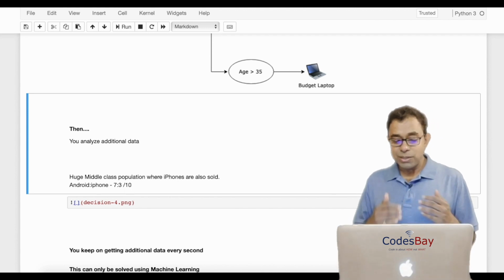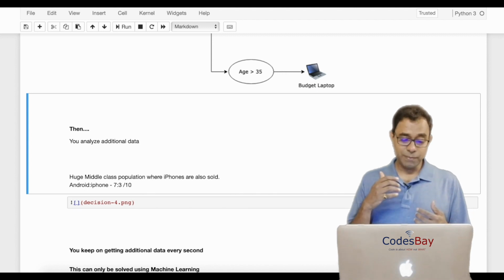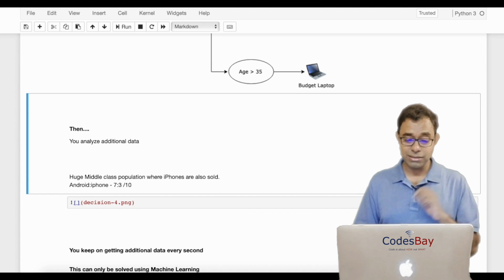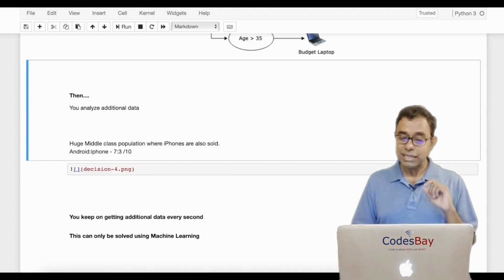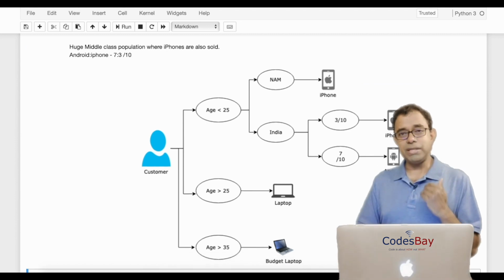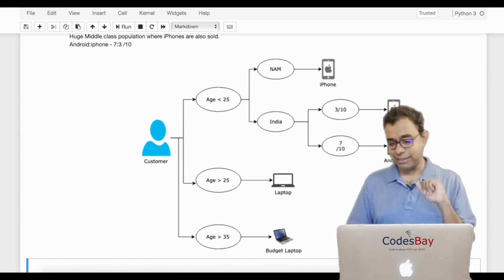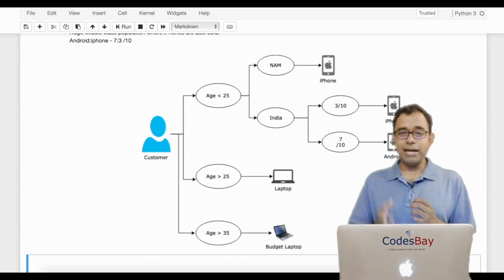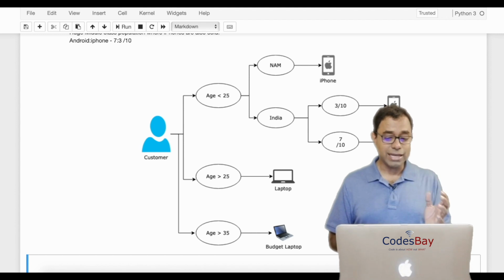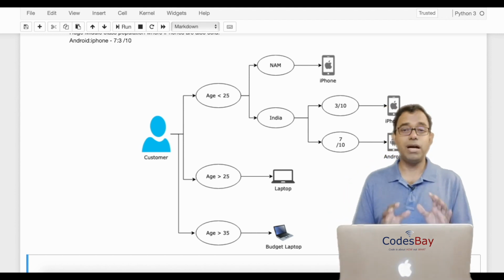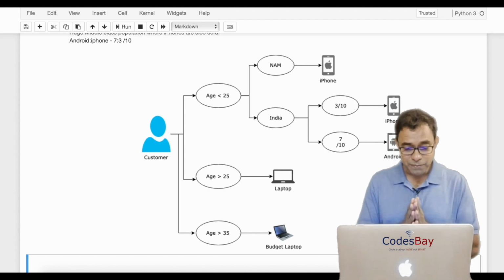So let's consider that your data states that in India, out of 10 phones that are being sold, 7 are Android and 3 are iPhones. So you come up with an intelligent idea. You say that I'll generate a random number, and out of 10 times, I'll recommend iPhone 3 times and Android 7 times. Now I'll stop over here because there are serious problems with this.